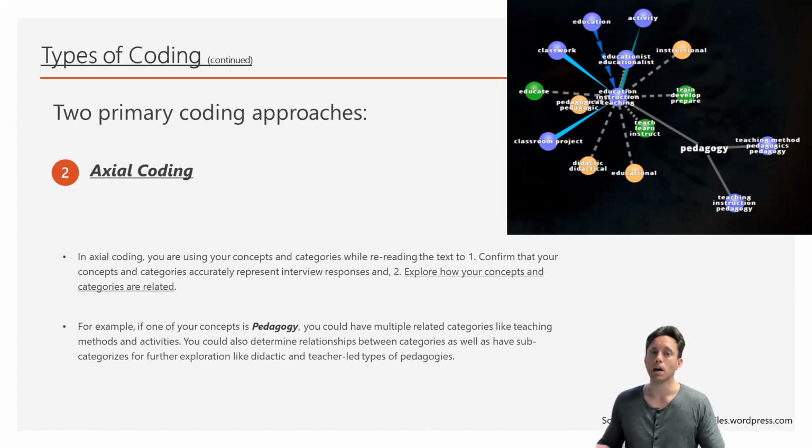So you could have a transcript analysis, let's say of interviews that you did with those 5th graders. You could then take those open codes and then further start to see what are the relationships within those using axial coding. So for instance, the image at the top right of your screen here, it shows pedagogy, and there are a number of different related categories such as teaching methods and also activities. And then within those, looking at the relationships between those categories, such as didactic and or teacher-led types of pedagogy.